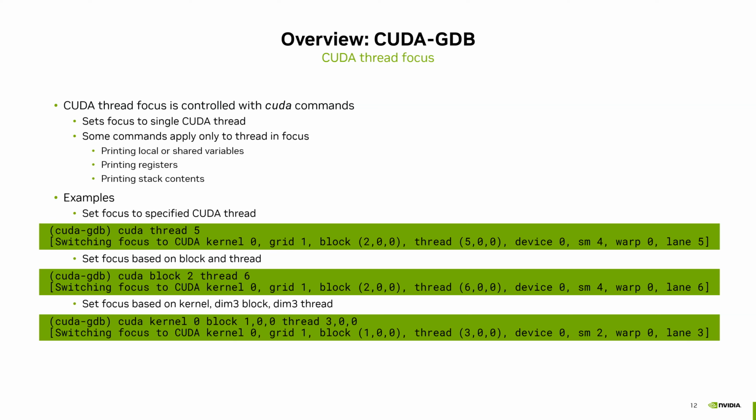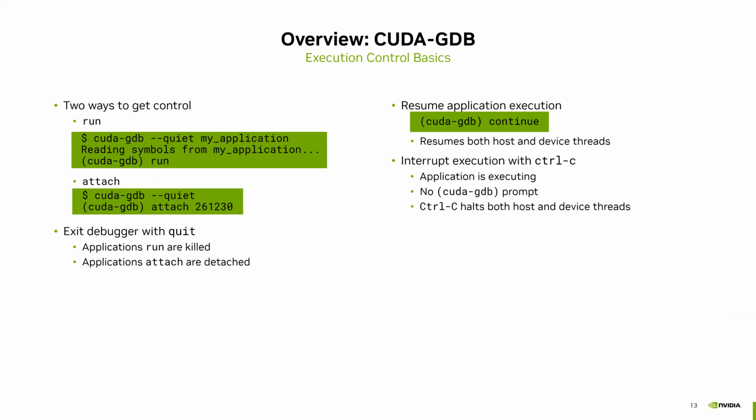And some commands apply only to the thread in focus. So if you're trying to print local or shared variables, printing registers, printing stack contents, etc., that's all going to apply to the CUDA thread that's currently in focus. Some quick examples: if you want to change the thread, you can say cuda thread 5. That's going to switch to thread 5. Note the block will stay the same, so whatever block you're currently in focus, that's inherited, and you're going to switch to thread 5 within that block. And you can also specify which block and thread, or you can specify the full 3-dimensional coordinates if you desire.